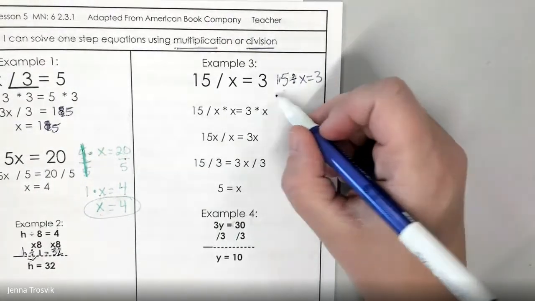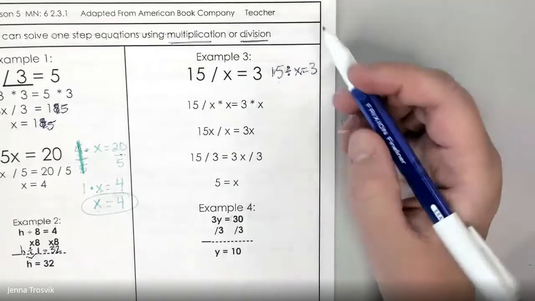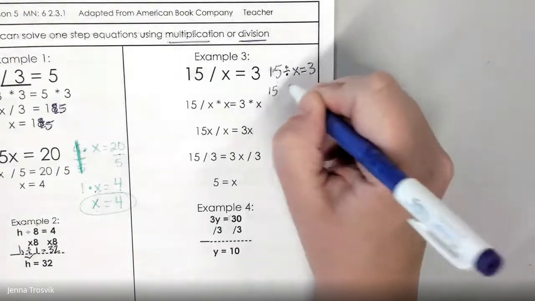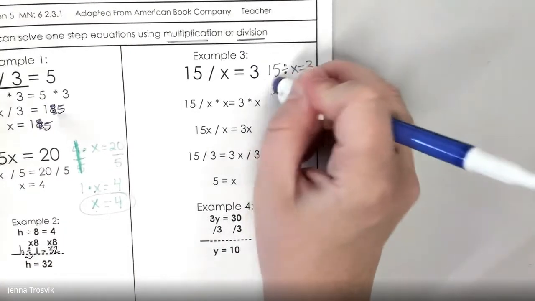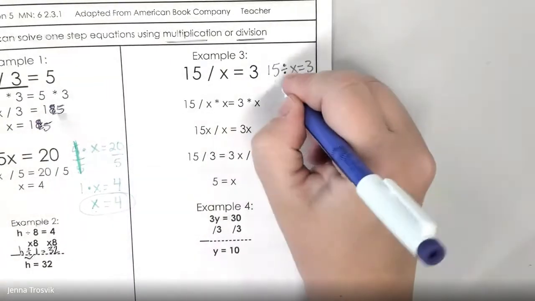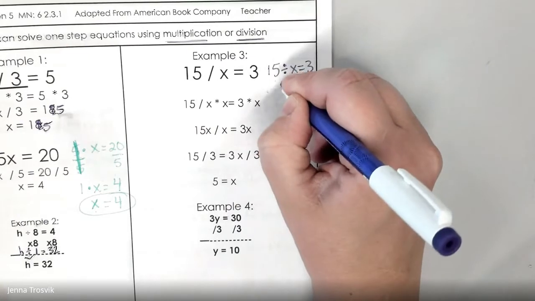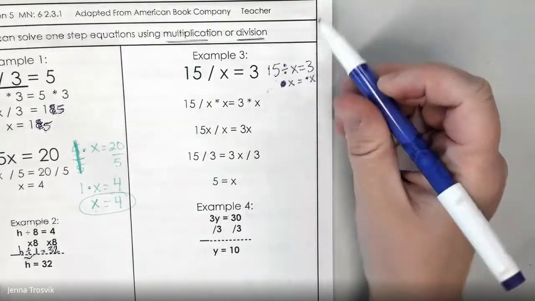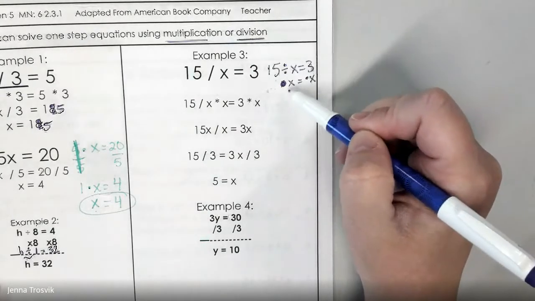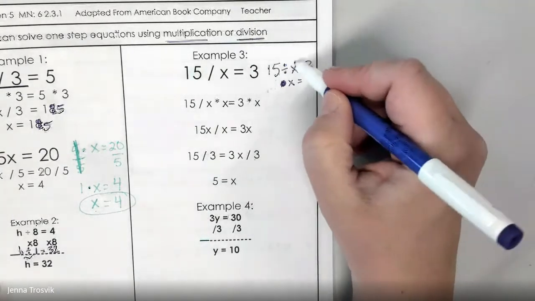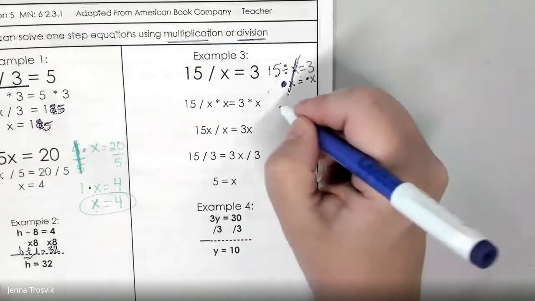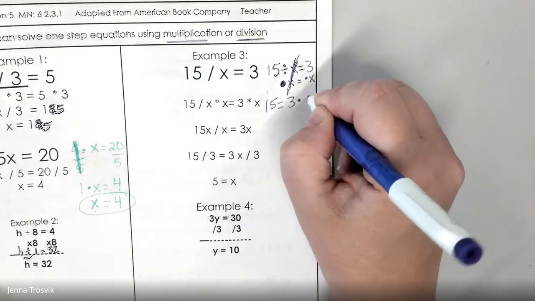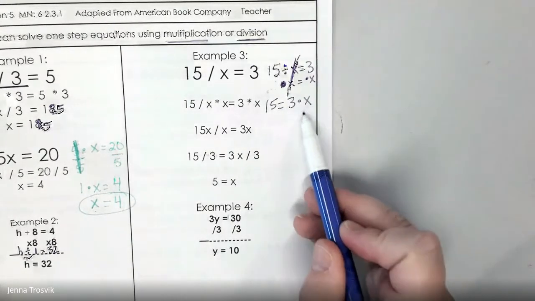This time, 15 is going to stay because I am dividing by x. I'm going to leave 15 and I'm going to actually multiply by x on both sides. So I want to get x on both sides of my equation. If I multiply by x and divide by x, this cancels and turns into 1. So that leaves me with 15 equals 3 times x. Now, I want x by itself.